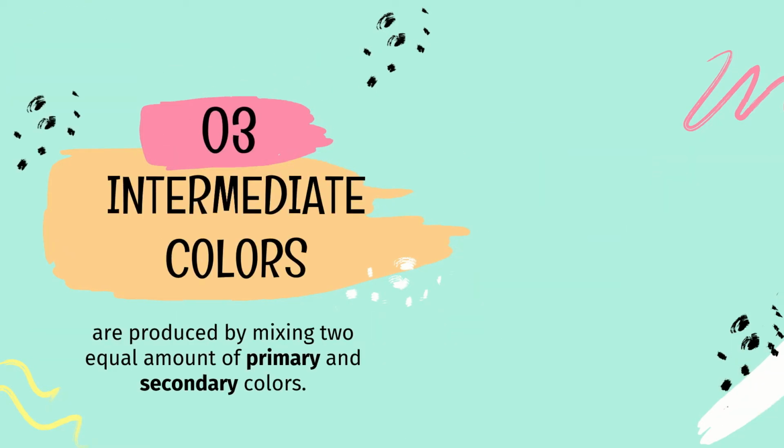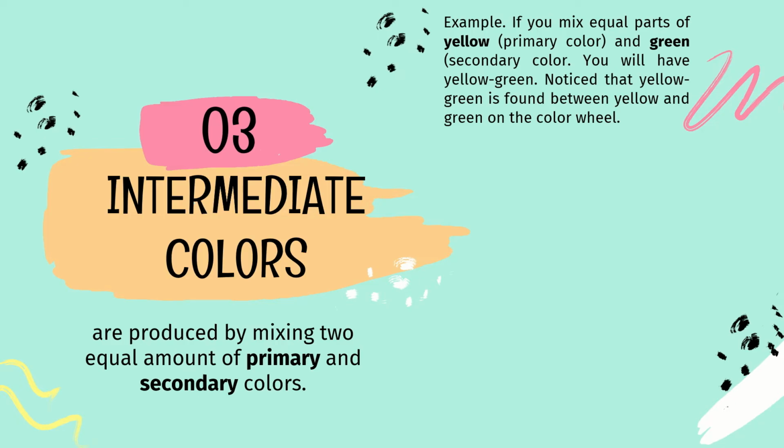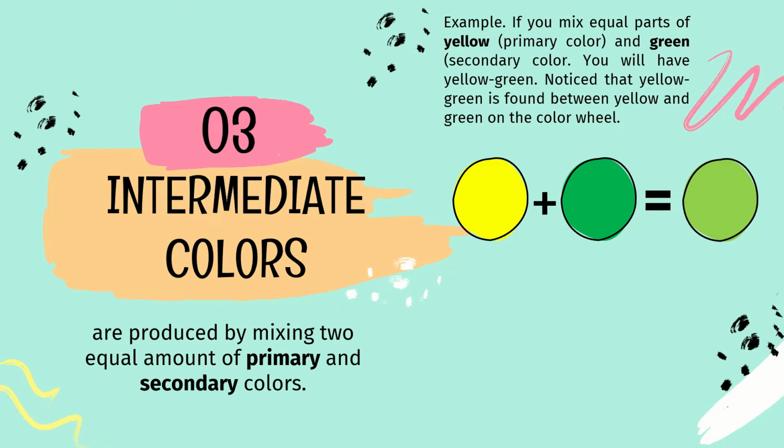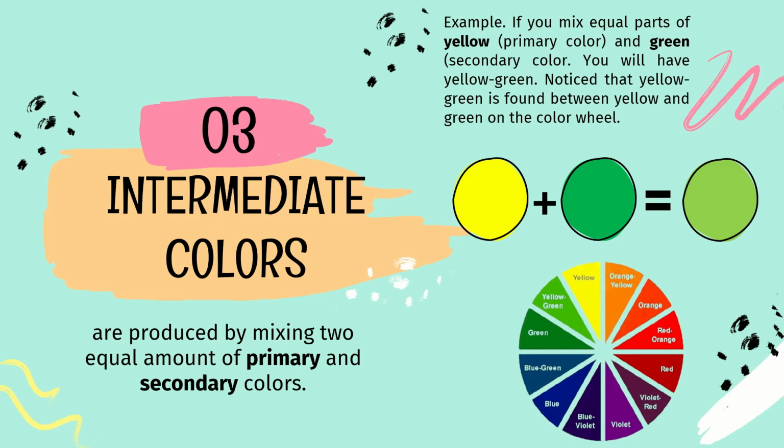The third is the intermediate colors. They are produced by mixing two equal amounts of primary and secondary colors. For example, if you mix equal parts of yellow, the primary color, and green, the secondary color, you will have yellow-green. Notice that yellow-green is found between yellow and green on the color wheel.